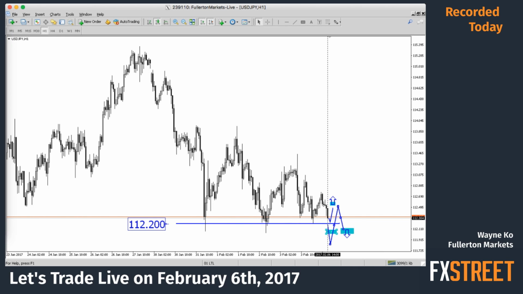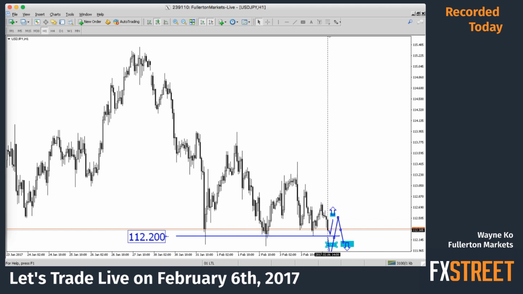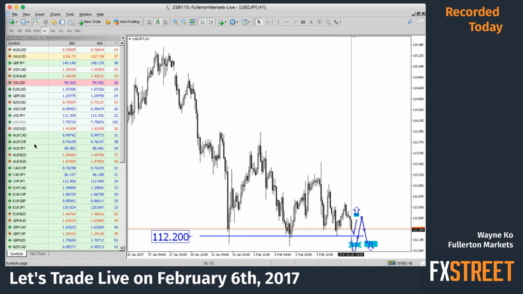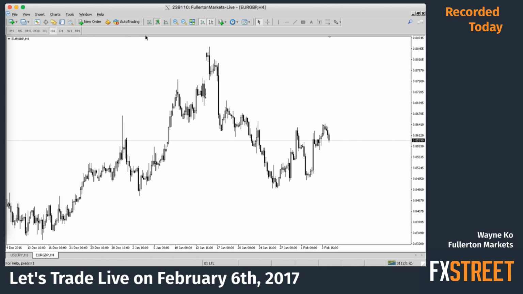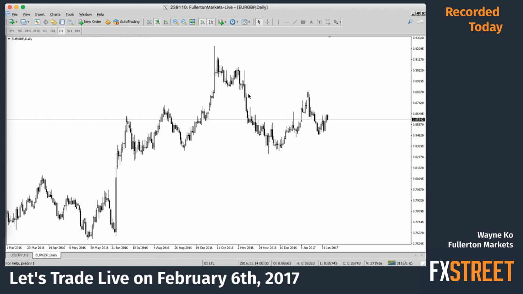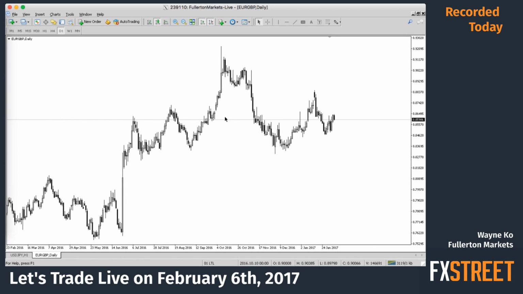The next suggestion or next request on my screen, Euro Pound Day 1. Okay, Euro Pound Day 1. Let's look at Euro Pound Day 1. Okay, this is the Euro Pound daily chart.